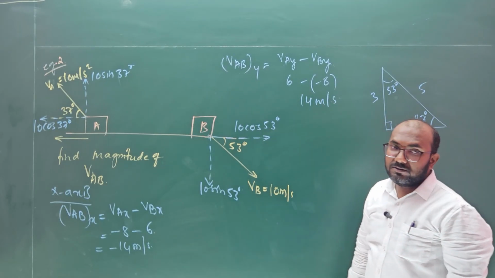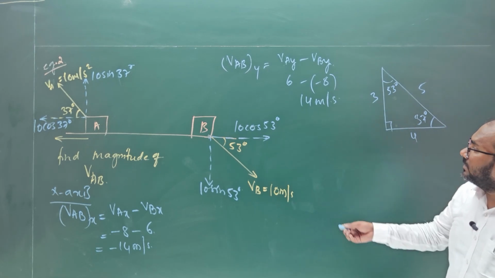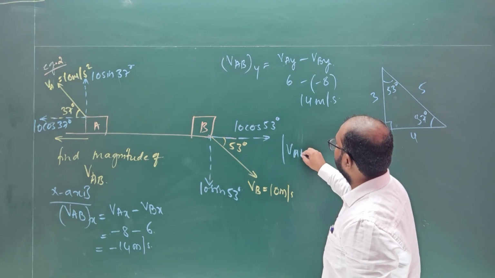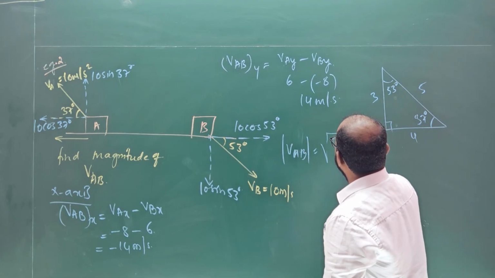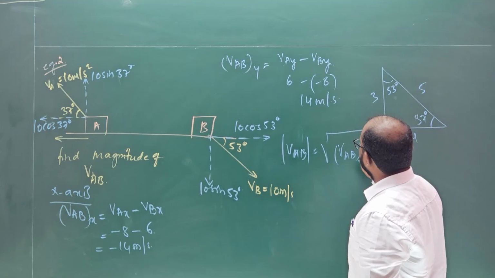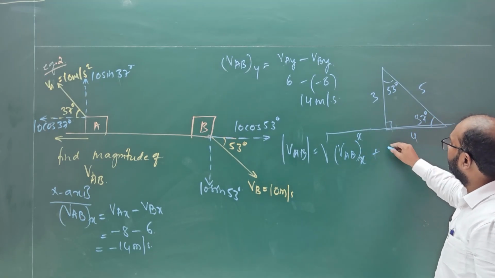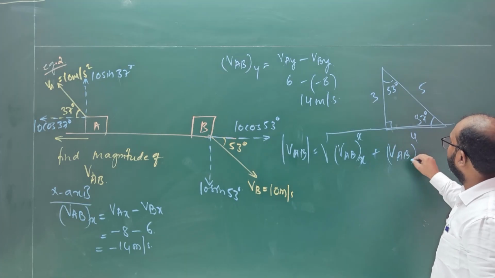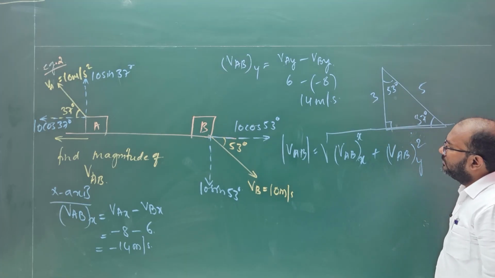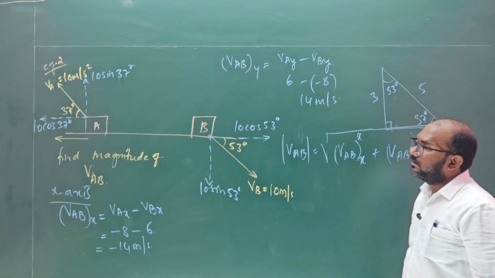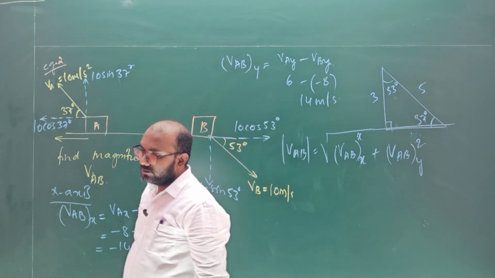And the question is asked to calculate what? Magnitude. So magnitude is nothing but the magnitude of under the root of VAB's x squared plus VAB's y squared. Solving that, you will get the answer. Solve it: 14 squared plus 14 squared under the root. Add it, add it and write it down. 14 squared is 196.